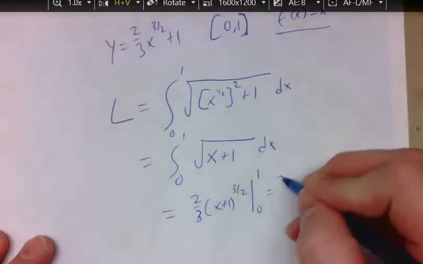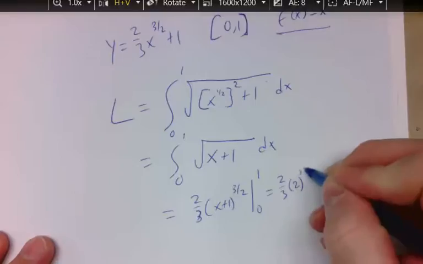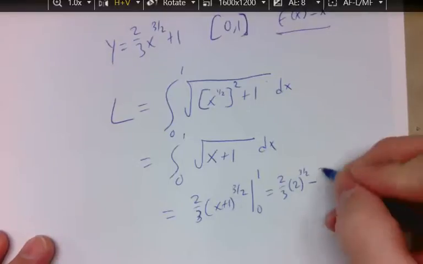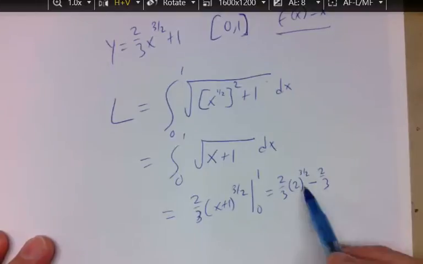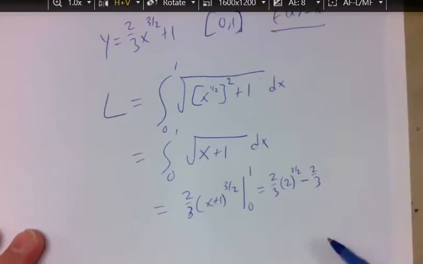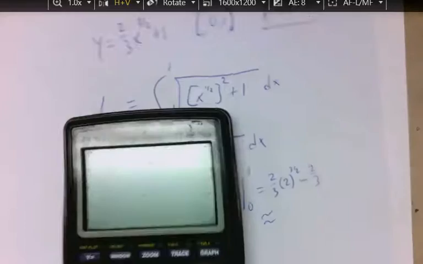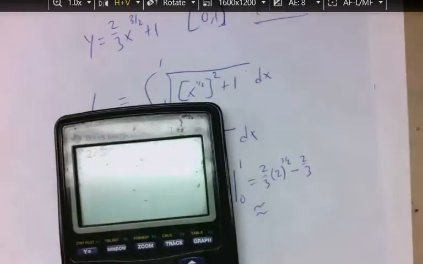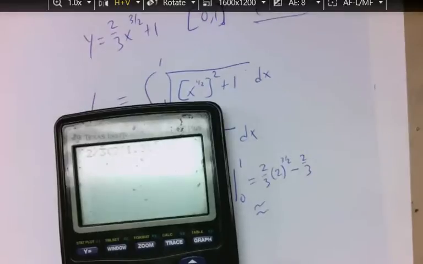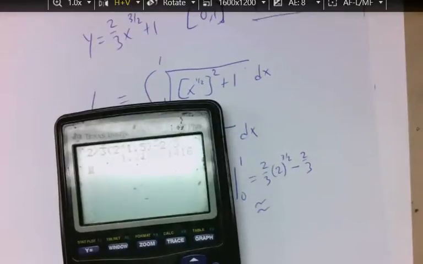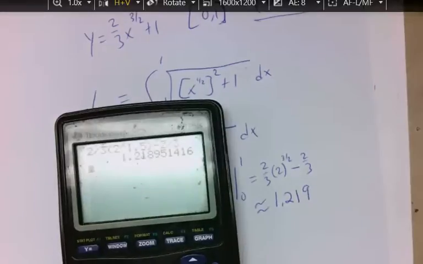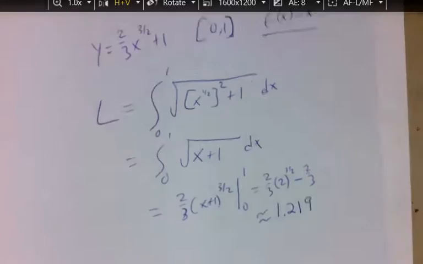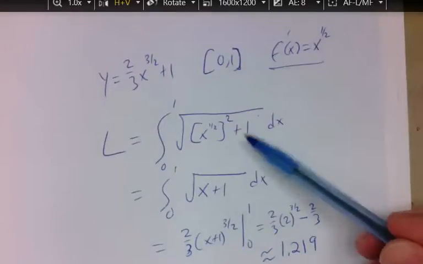So this becomes 2/3 times 2 to the 3/2 minus 2/3 times 1 to the 3/2. So it's just this. I guess we could simplify this in radical form, but at this point, I don't think there's a need. We could just put it in the calculator and get what we get. Let's see, 2/3 times 2 to the 3/2 minus 2/3. I get 1.219, I guess, to 3 decimal places. Okay, so there's your arc length formula with an example.